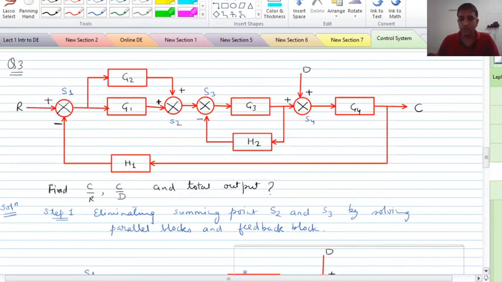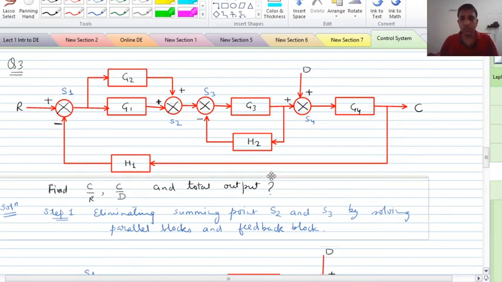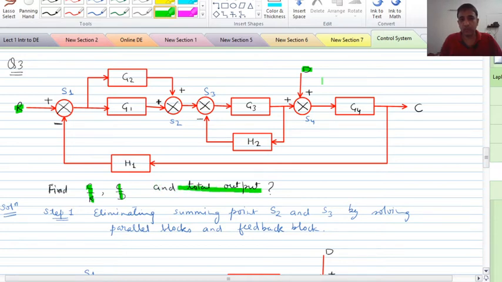Now let us do a problem with multiple inputs and a single output. Here in this question there are two inputs, one is R and another is D. The question is we have to find out C by R and C by D, and finally we have to find out the total output due to both these inputs, that is R and D.